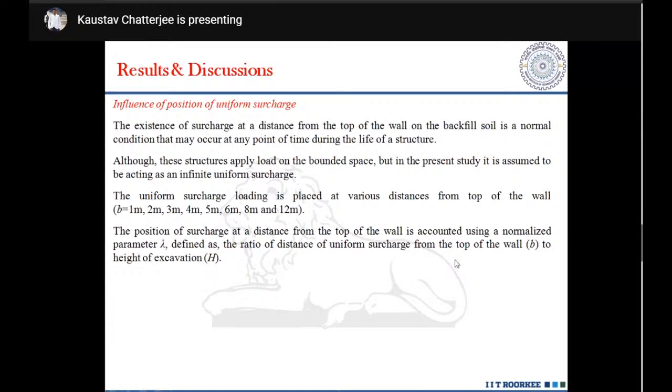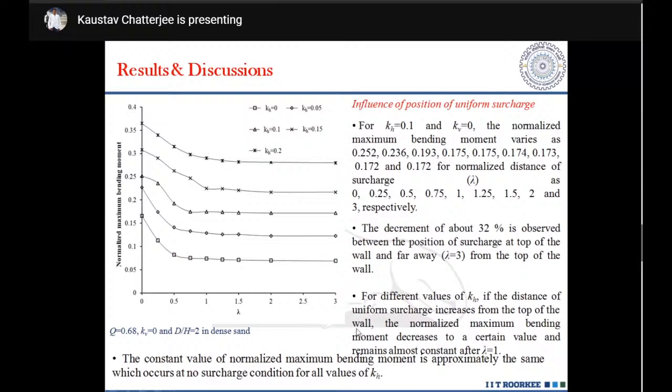This is defined by a normalized parameter lambda, that is the ratio of the distance of the surcharge from the top of the wall to the height of excavation. So lambda is varied from 0 to 3 if we normalize it, and it is seen that for KH equals 0.1 and KV equals 0, as lambda increases from 0 to 3, the normalized maximum bending moment reduces by around 32% between the position of surcharge at the top of the wall and far away.